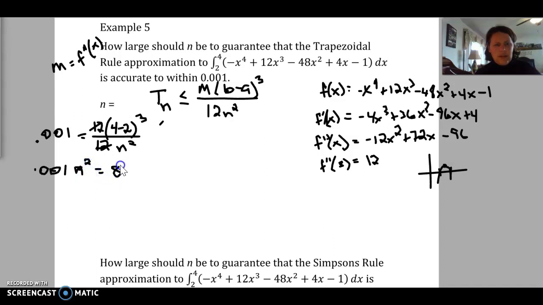And then we get 8 on the right-hand side. So we're going to have n squared is equal to 8 divided by 0.001, and then take the square root of both sides, and then we will have n. So on that one, I had n is equal to 89.4427.